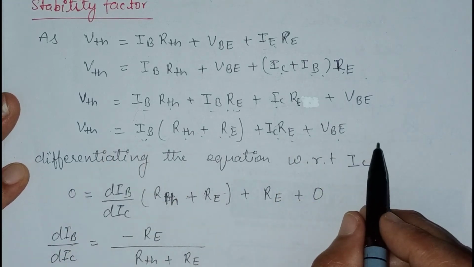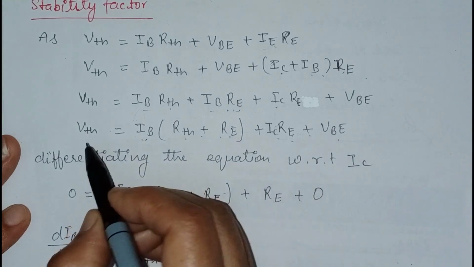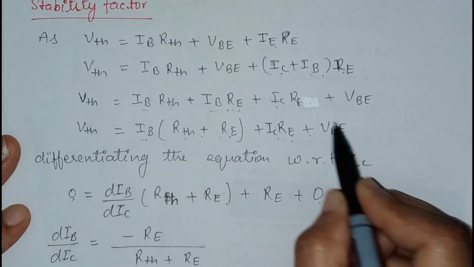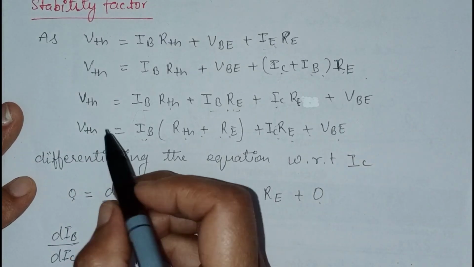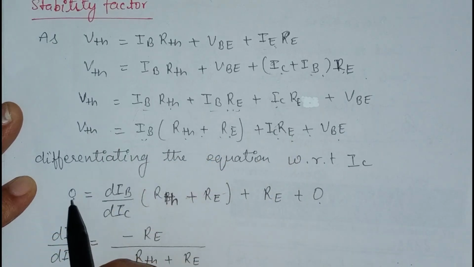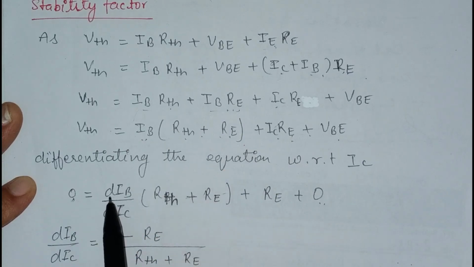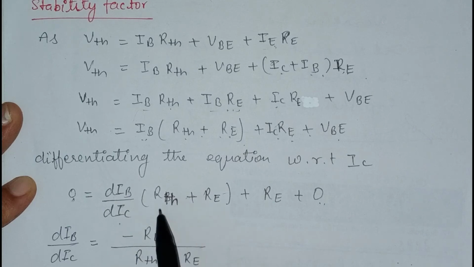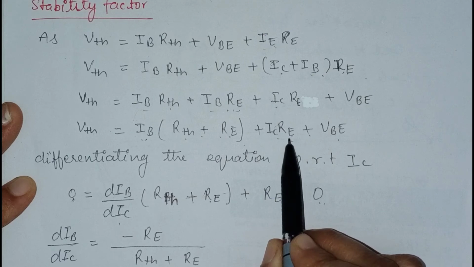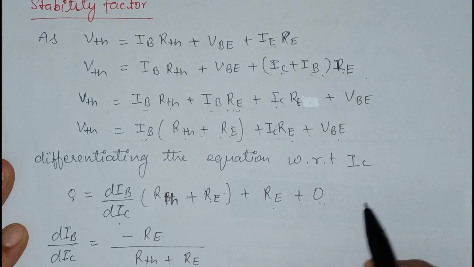Now we will differentiate this equation with respect to IC. After differentiating, we will get 0 here and also 0 here, because these two are constant terms, and we know that constant terms have 0 differentiation. So these two terms become 0, and when we differentiate this term, this will be delta IB upon delta IC into (RTH plus RE), and after differentiating this with respect to IC, we will get RE. Now we will get this equation.